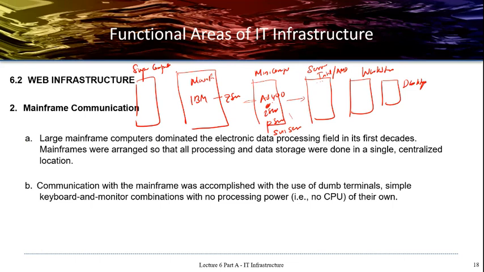So it dominated the electronic data processing field in the first decade. Mainframes were arranged so that all the processing and the data storage were done in a single centralized location. Communication with the mainframe was established with the use of dumb terminals. In the time of mainframe computers, the PCs were not there. Personal computers, your today computer, was invented in 1984 by IBM. And then it opened the architecture, and everyone started producing.